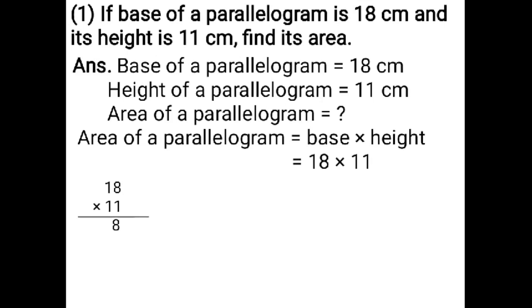1 8s are 8, 1 1s are 1. Now you have to add these numbers. 8 plus 0 is 8. 1 plus 8 is 9. 0 plus 1 is 1. After multiplying 18 into 11, the answer is 198.